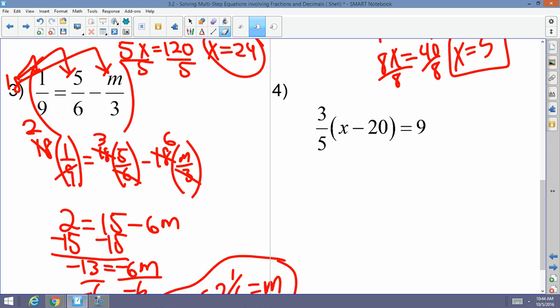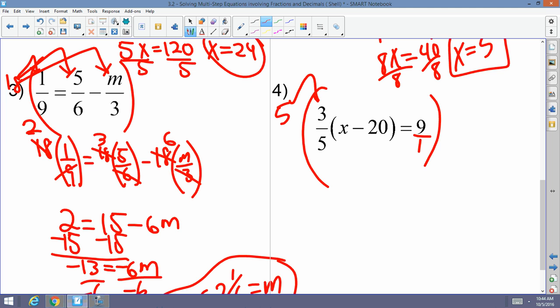Now, I want to get rid of this 5. What's the LCD between 5 and 1? 5. So I'm going to multiply by 5. Here's the danger. I'm going to multiply it to this, and I'm going to multiply it to this. Not to this. Why?